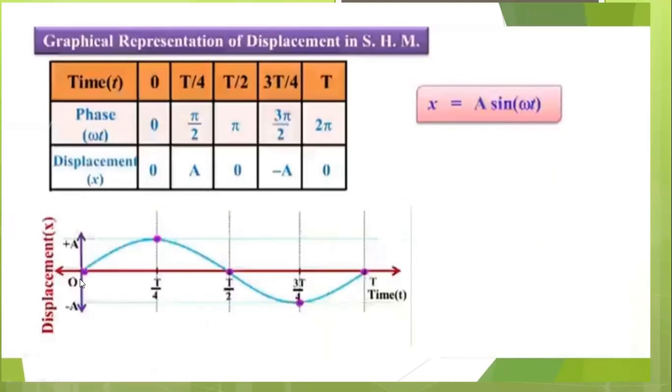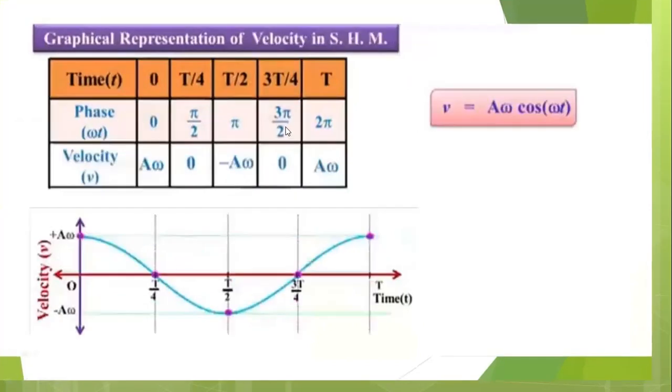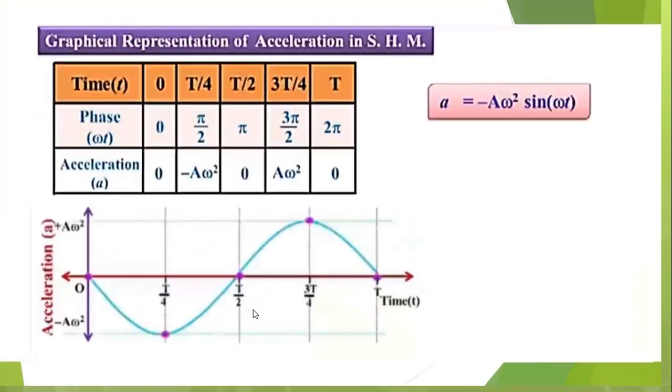So this is a displacement graph with respect to time. It starts from the origin, and it is maximum at T by 4, means at pi by 2. So this is the sine function. Similarly, draw the graphical representation for the velocity. Velocity is the maximum at the mean position, so it is the cosine graph, starting from the maximum value. Similarly, calculate the value of acceleration and plot the graph of acceleration. This is also a sine function, but the first loop is the negative loop.